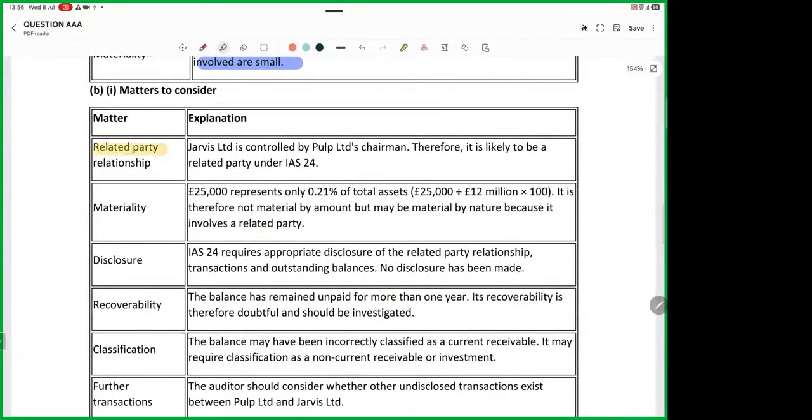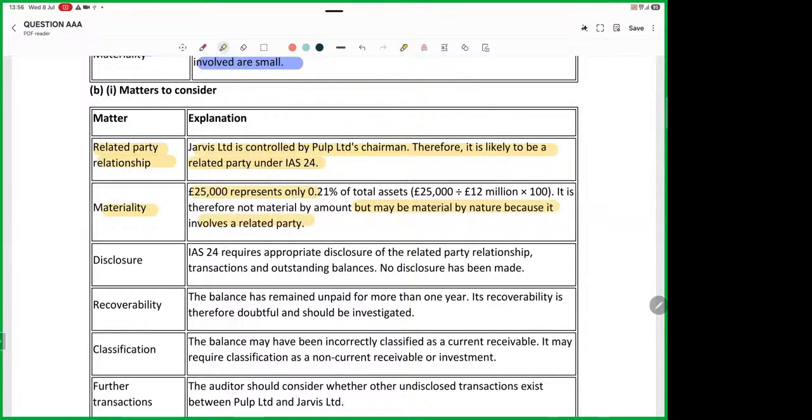Number 1, related party relationship. Jarvis Limited is controlled by Pulps Limited's chairman, therefore it is likely to be a related party under IAS 24. Materiality: 25,000 represents only 0.21%, which is less than 1% of the total assets. It is therefore not material by amount, but material by nature because it involves a related party.